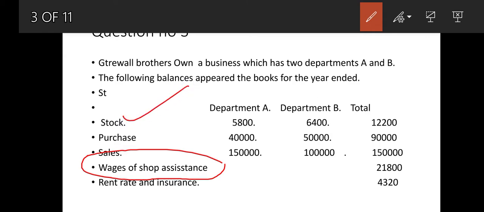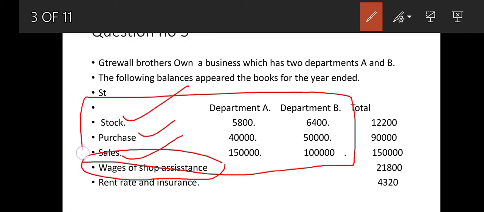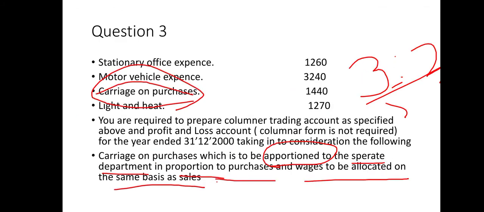Stock is already divided, purchases is already divided, sale is already divided. We already know what the amount is for department A and what figure will appear for department B, but the wages and the second one, carriage on purchases, is given as a whole. So at the end of the question they mentioned that the carriage on purchases will be divided among departments according to the proportion of purchases, and wages will be divided among departments on the basis of sales.